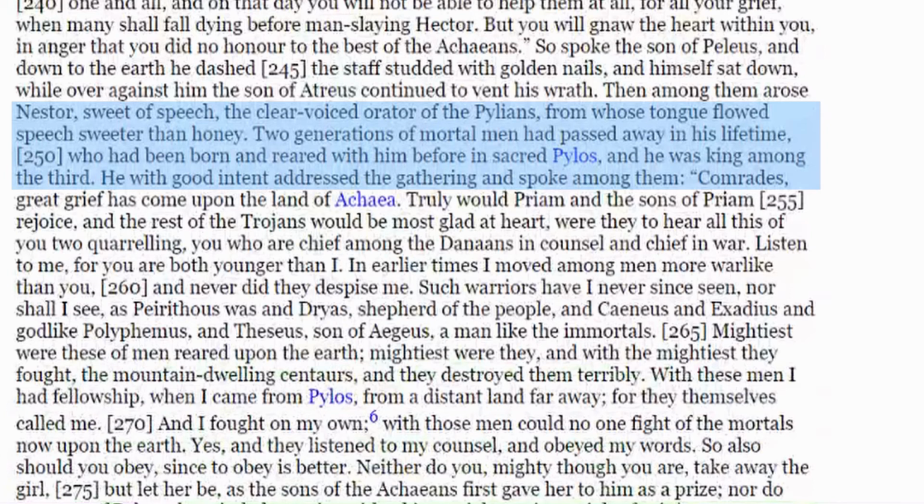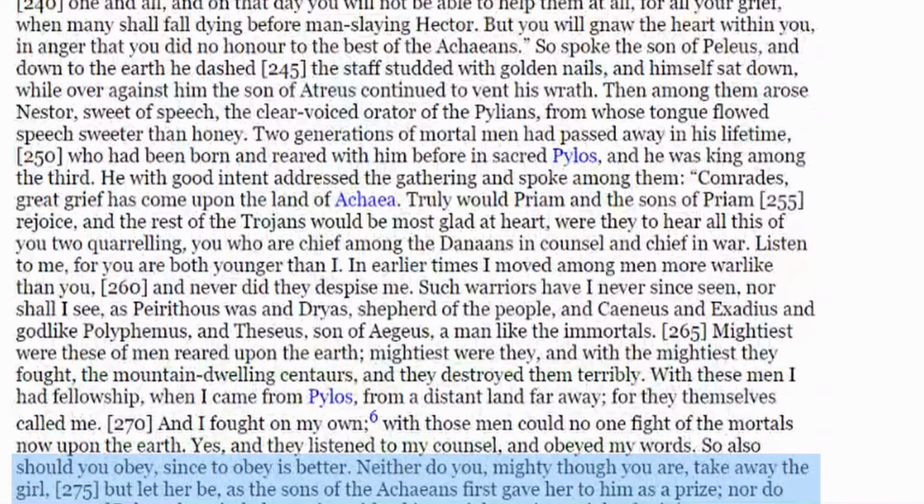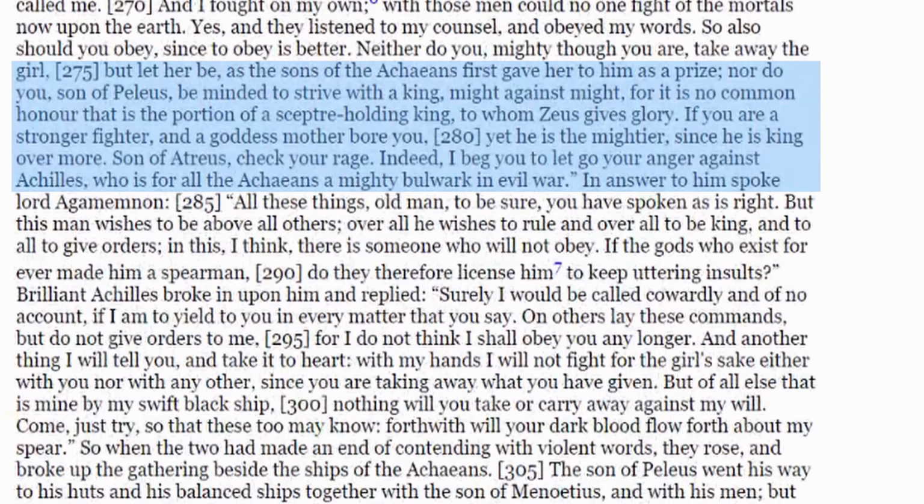He comes up and here's how he tries to reconcile them. I think his attempt to reconcile shows his perception of the situation and maybe shows a way in which we can perceive what happened. So he says, okay, you're both younger than me. I lived among heroes of an earlier age, and even those heroes listened to me, so you should too. And so for Agamemnon, he says, don't take Achilles' prize. We'll find something for you. And then also, Achilles, don't strive with a king, might against might. For it is no common honor that is the portion of a scepter-holding king to whom Zeus gives glory.